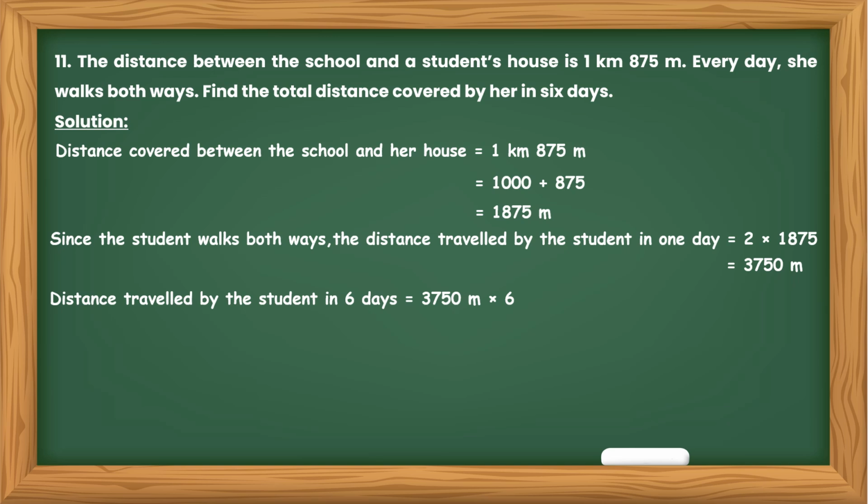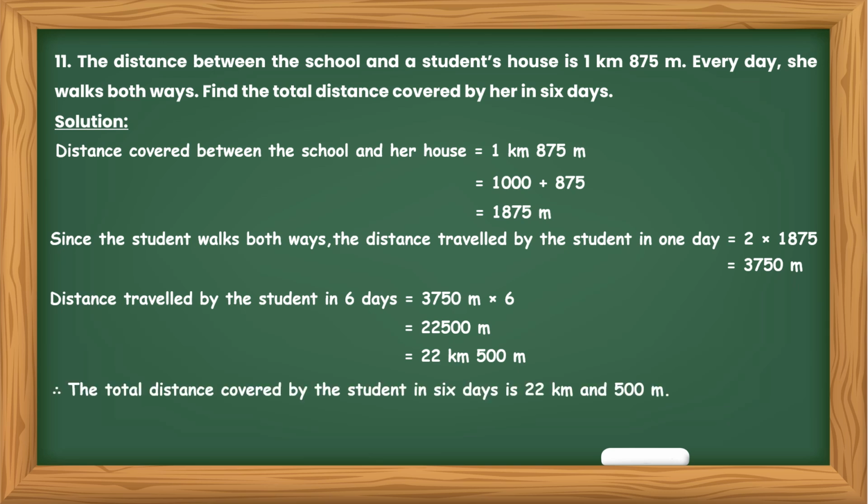So it is 3750 into 6. So totally in 6 days she is traveling 22,500 meters. If you want to convert it back to kilometer and meter, 1 kilometer is equal to 1000 meter. So if you divide it by 1000, you get 22 kilometer and 500 meter. Therefore, the total distance covered by the student in 6 days is 22 kilometer and 500 meter.